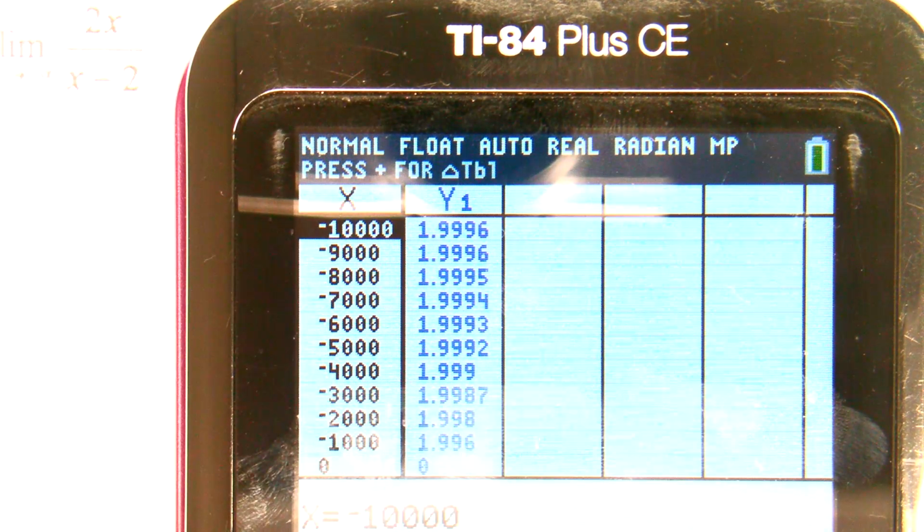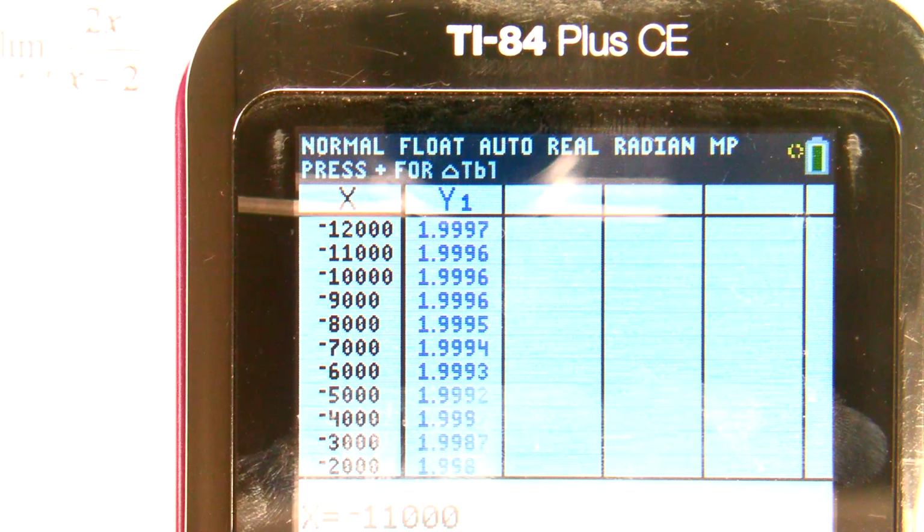I kind of arrowed up as my x values are getting smaller and smaller and smaller, right? Negative 1,000, negative 2,000, negative 3,000, negative 4,000, and so on and so forth. The question we want to know is, what is y approaching?